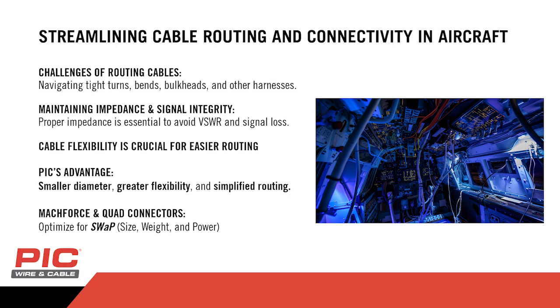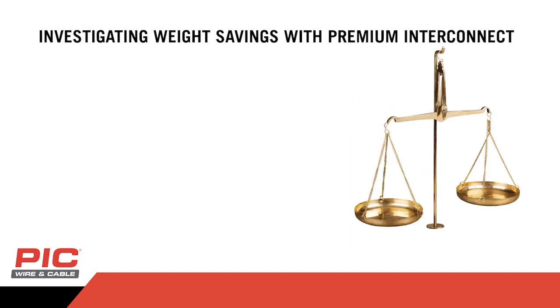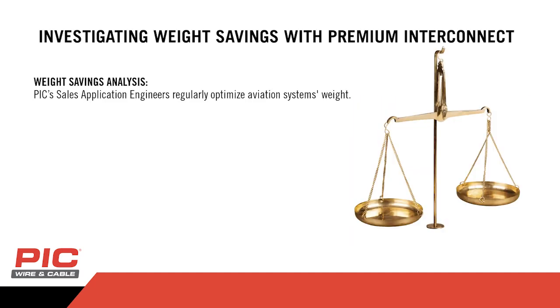Our sales application engineers regularly conduct weight-saving analysis to determine how much weight can be reduced through optimized interconnect solutions. For example, a recent project involved reducing the weight of an avionics system. By utilizing PIC's ULTRALITE 50 ohm coax cables, we achieved a 43-pound reduction in the interconnect harness weight. This weight reduction led the customer to explore further weight-saving opportunities across the aircraft to lower fuel costs and emissions.